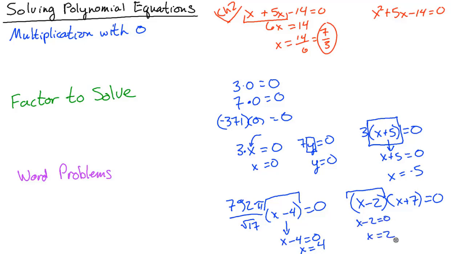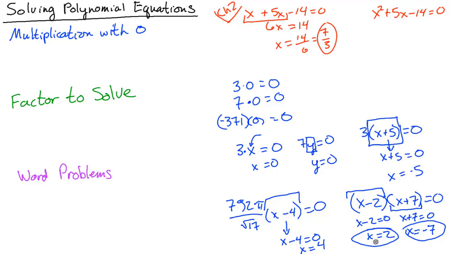Really? x equals 2? Well, stick it in both places, and you get 2 minus 2 is 0 times 9. 0 times 9 is 0, yeah. Well, what if we made this other guy 0? x + 7 = 0, x equals a negative 7. Yeah, look at that. Stick that in, you get negative 9 times 0, still 0. You actually have two answers.